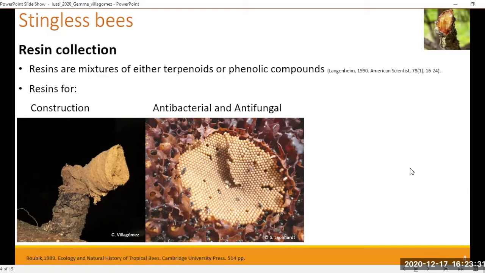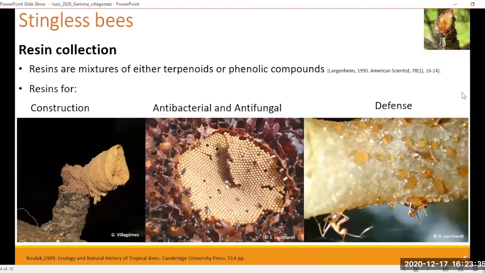And for all the ant lovers, sorry for the next image. They are also used for defense. So when some ants want to attack them, for example, they will immediately get the resin and attack the ants, so they will defend themselves.